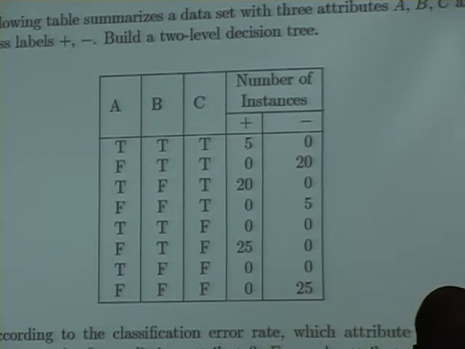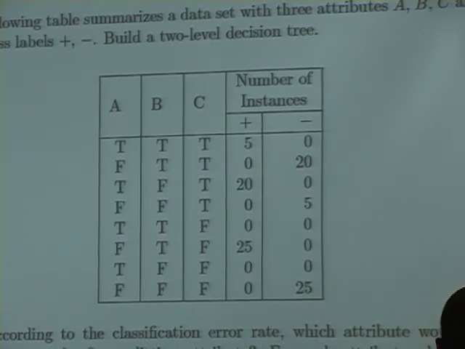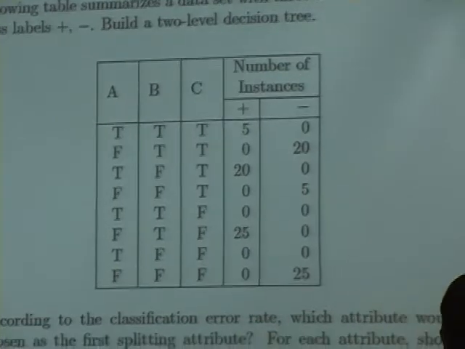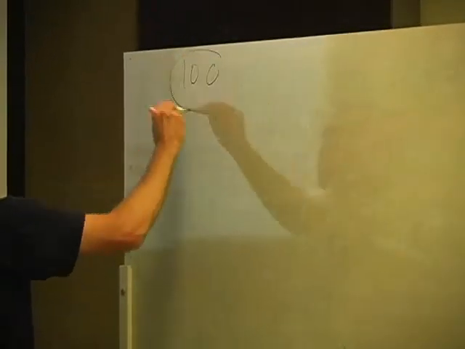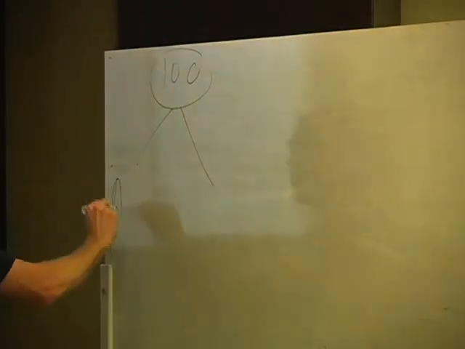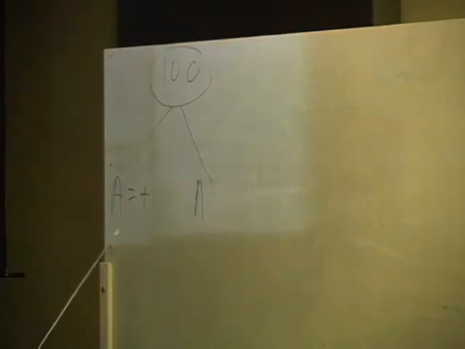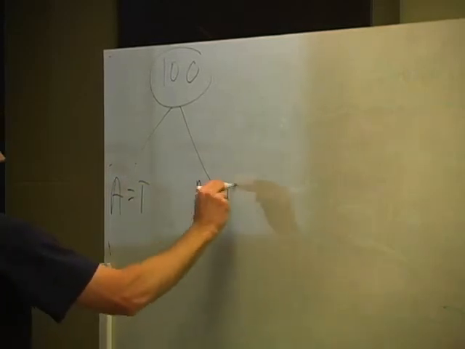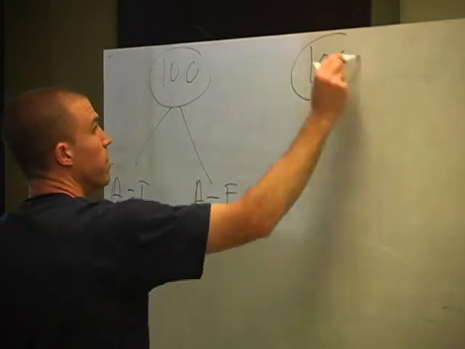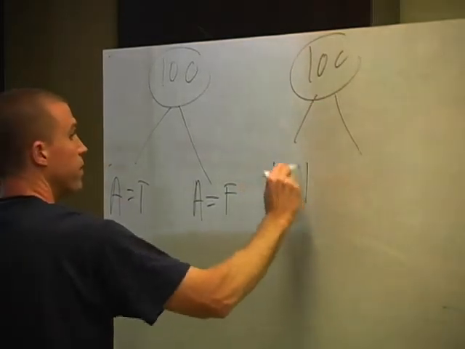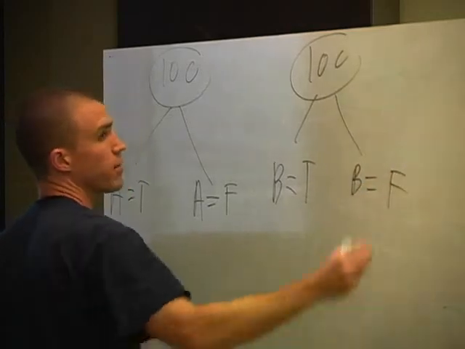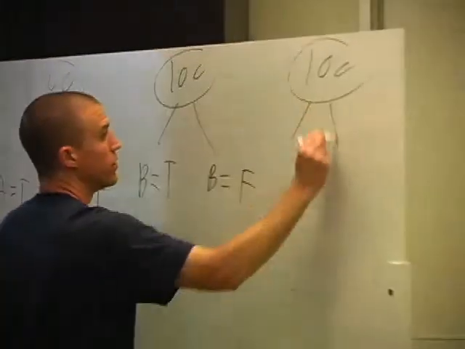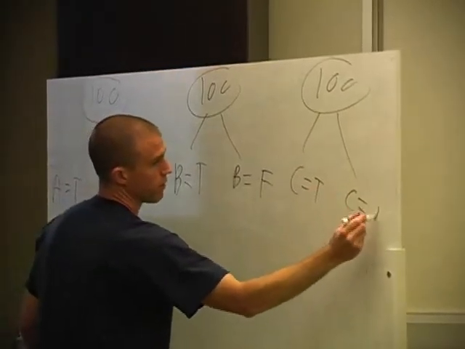This is a problem I got right out of the book. It says, according to the classification error rate, which attribute would be chosen as the first splitting attribute? So what's really going on here? You start with 100 things in your terminal node. You can do A equal true or A equal false. That could be your first split. You could do B equal true or B equal false. That could be your first split. Or you could do C equal true or C equal false. That could be your first split.